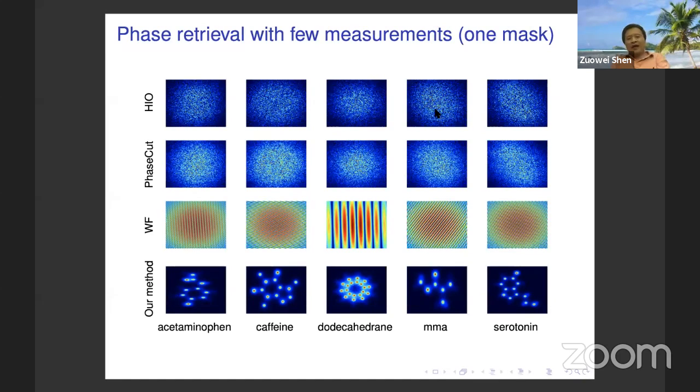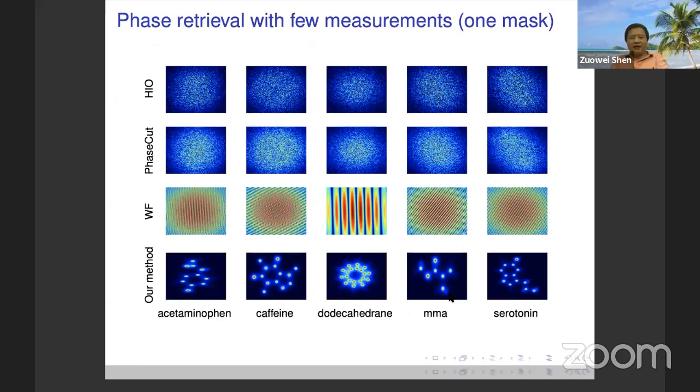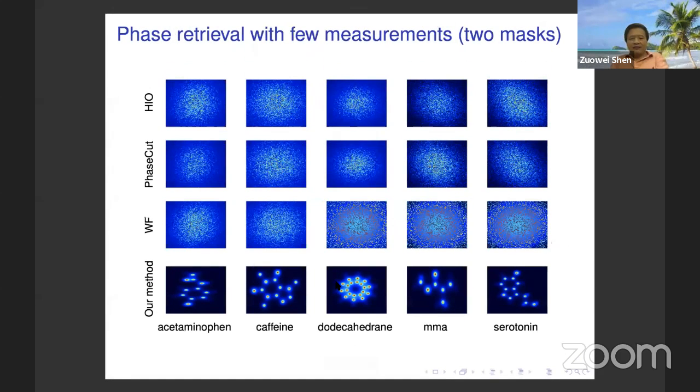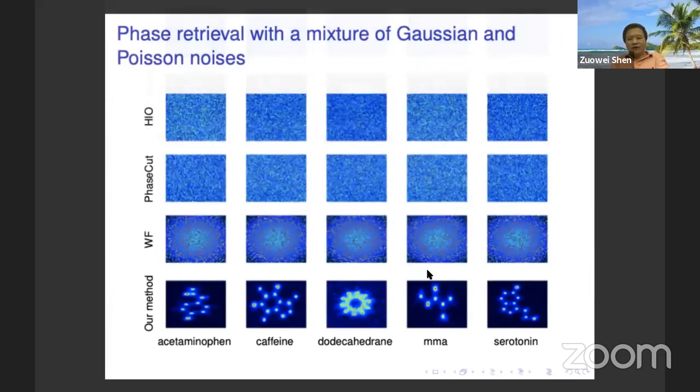Everybody can reconstruct; it all depends on how many masks you use. If you only use one mask, that means one set of data, and that is what most of the available algorithms reconstruct from. But our algorithm can reconstruct quite well. If you have 2 masks, even better. With other algorithms you still cannot get much; normally you need 4 or more. And if you have noise, our method also works very well.